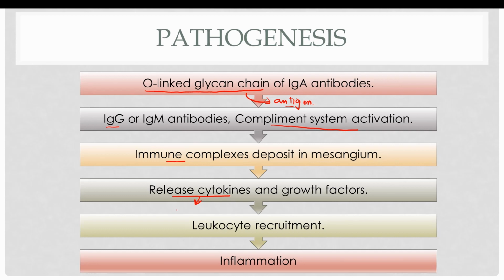The cytokines recruit the inflammatory cells and also the growth factors, which increase the proliferation of the mesangium. These inflammatory cells could be either macrophages, monocytes, or neutrophils, which cause the inflammation and damage the glomeruli. The defective IgA antibodies are known as IgA1 antibodies.